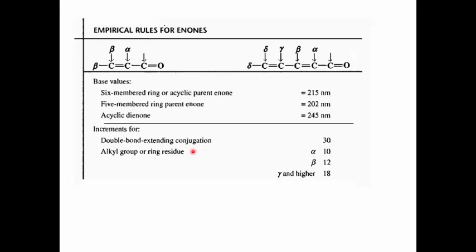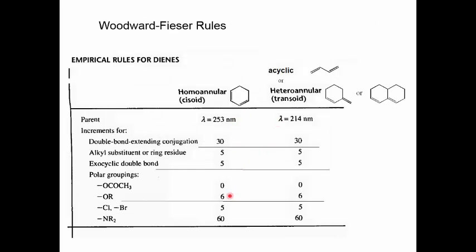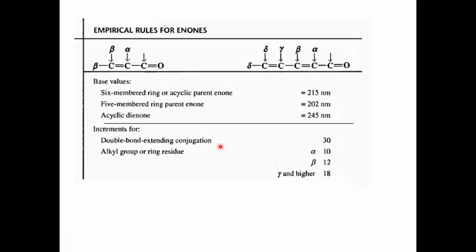Now, alkyl substituents, or if they're part of a ring, we call that a ring residue, also have increment values that we add, but they're different than what we saw with the conjugated diene. Now, let's start with this shorter system. We have the carbonyl carbon. The carbon attached to that, the alkene carbon, is referred to as the alpha carbon. The next carbon over is called the beta carbon.